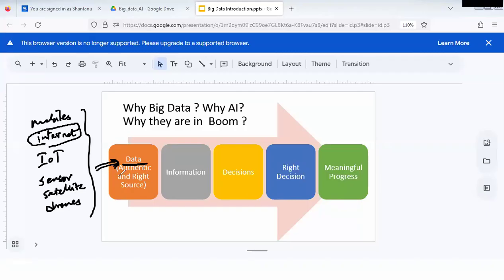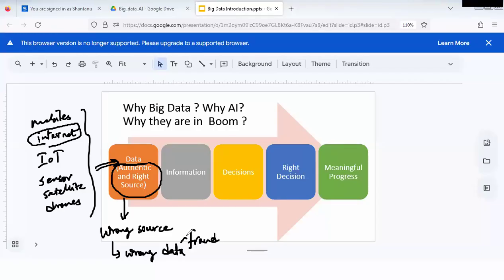Now, when we are talking about data, we are talking about authentic and right sources of data. If we get the data from a wrong source, it may lead to wrong data. This is very important: there can be fraudulent data, there is always a possibility of fraud or fake data, or misleading data, or time consuming data, which is a wastage of time.